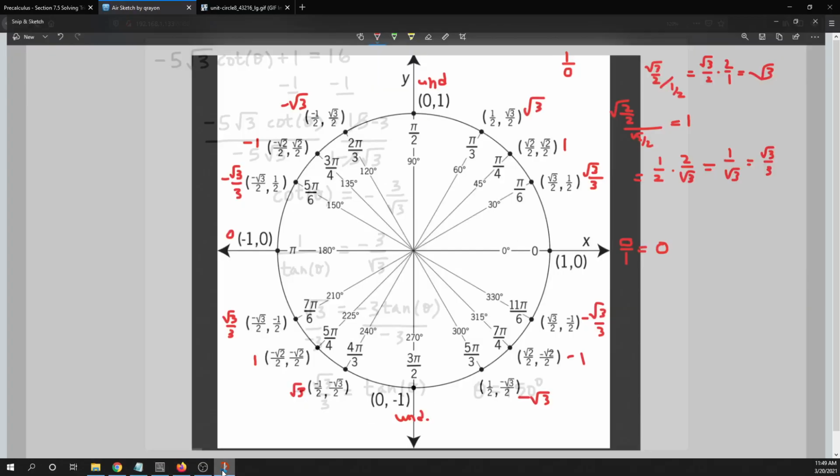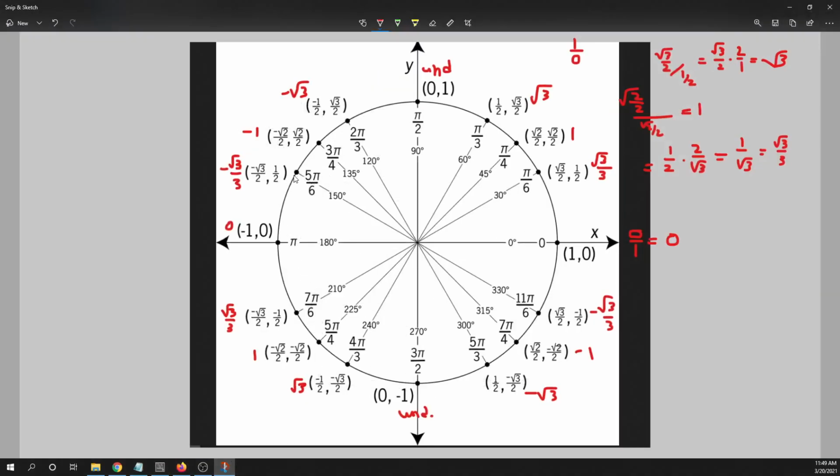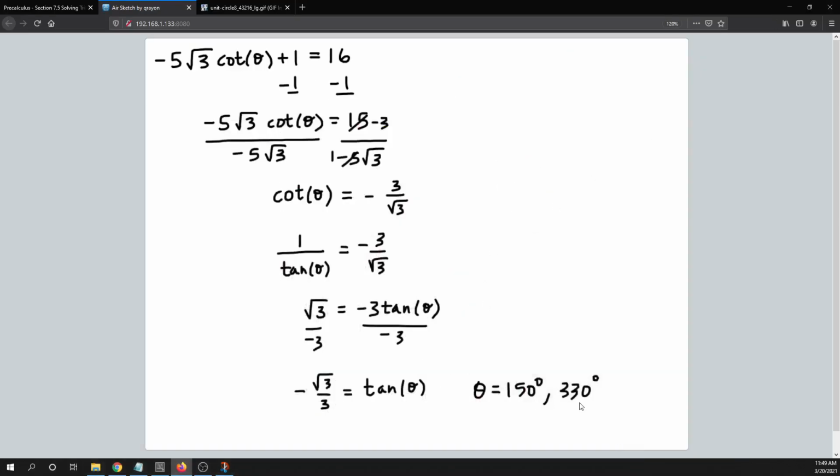All right, keep walking around the unit circle. All right, and we're going to find another place where the tangent is minus square root 3 over 3. And we want the answer in degrees, so that's going to be 330 degrees on that one. All right, and so that is it on this problem.